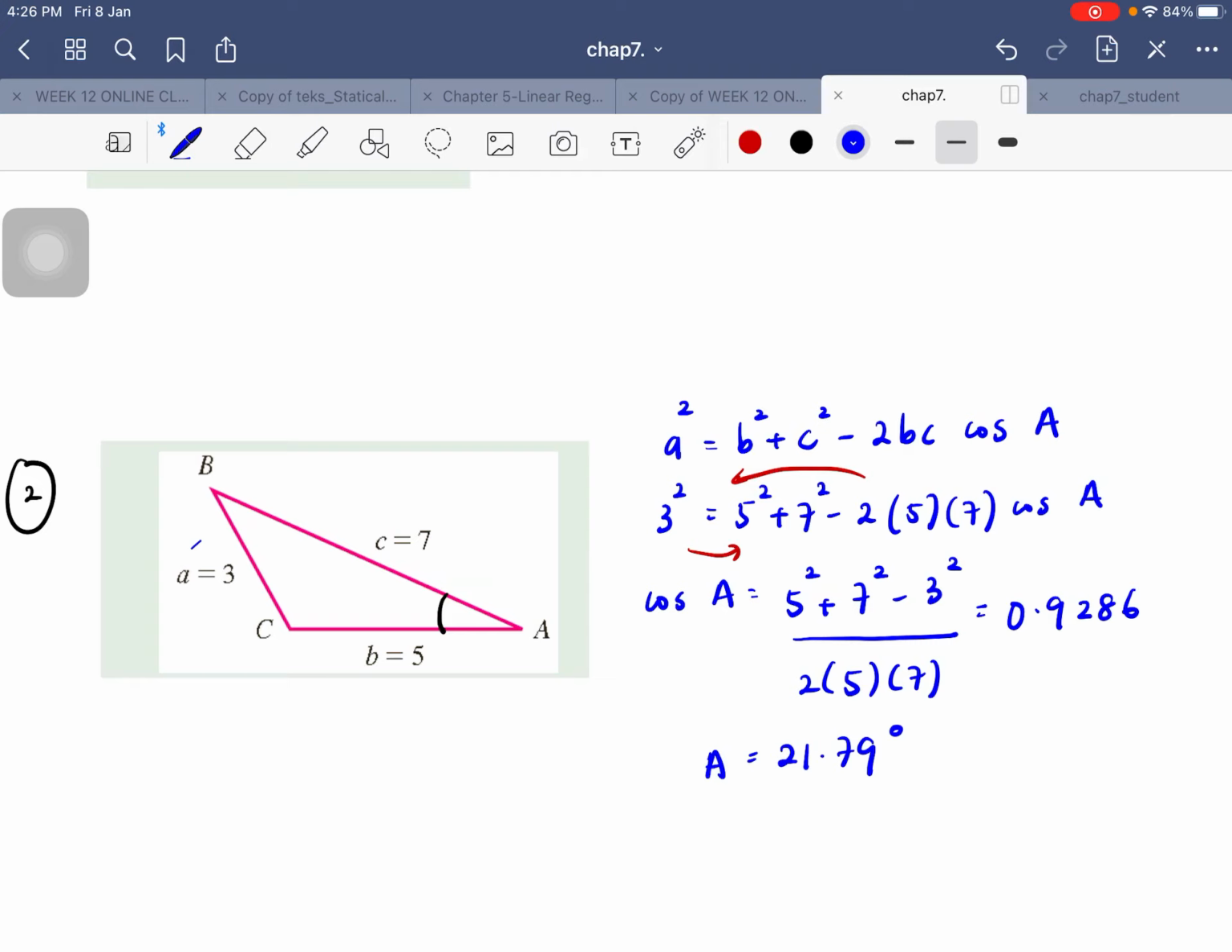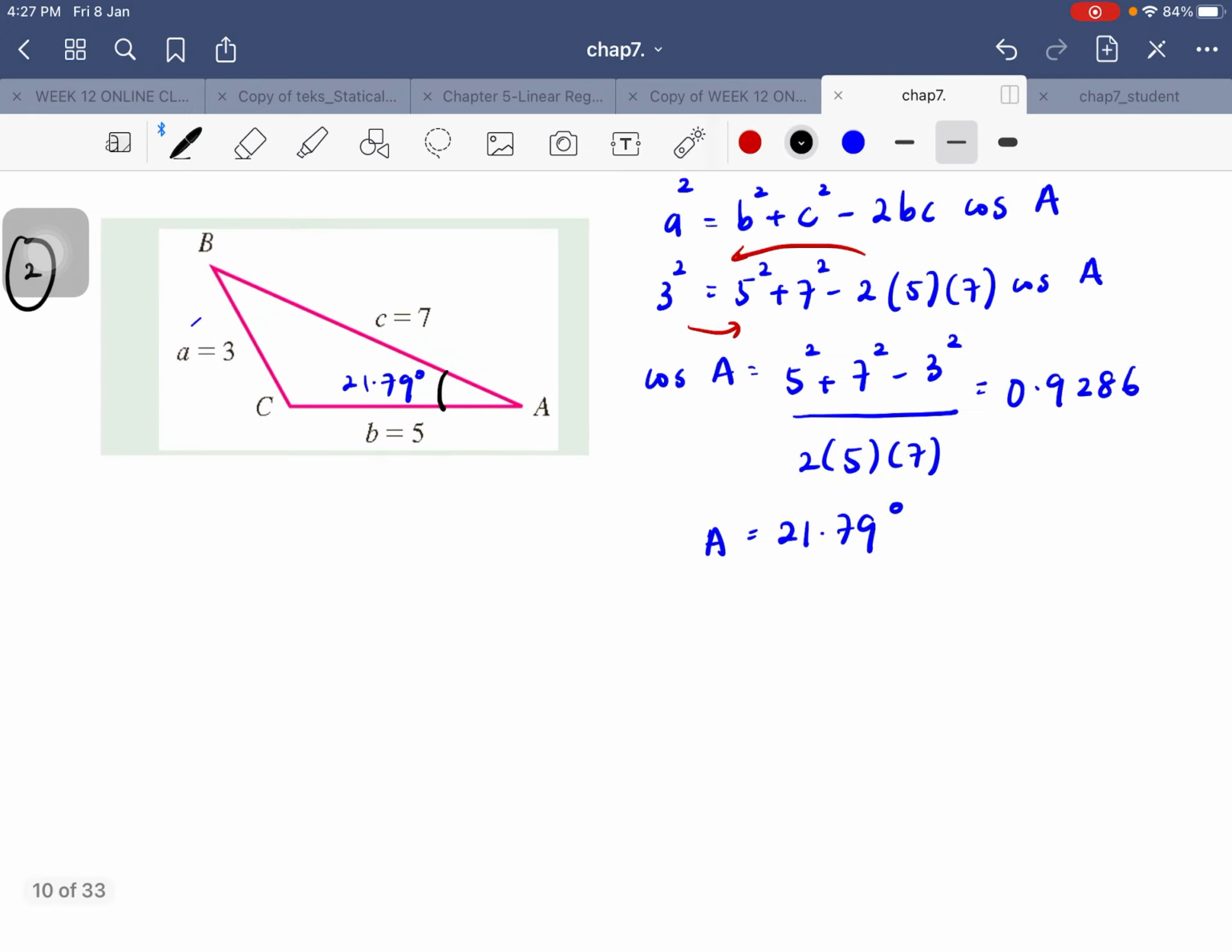Now that I already have found A, I can also find the other angles. Now that I already know this is 21.79 degrees, you have choices that you can pick. Either you can use the cosine rule, or you can also use the sine rule. If I were to pick between using sine and cosine, I would definitely go for sine. I think the sine rule is going to be a little bit easier. There are fewer values to substitute compared to the cosine rule. So for this case, I'm going to use the cosine rule. Sorry, I'm going to use the sine rule.